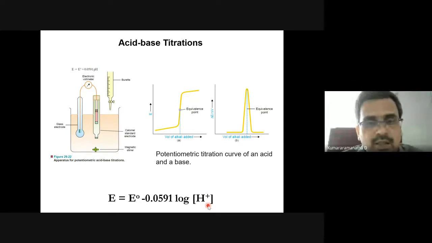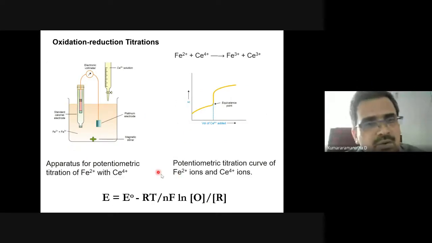Also, you can do oxidation-reduction kinds of reactions. For example, you can see here Fe2+ is converted into Fe3+. Here also, you calculate the Nernst equation from the oxidized versus reduced species. So these are the different applications of the Nernst equation.